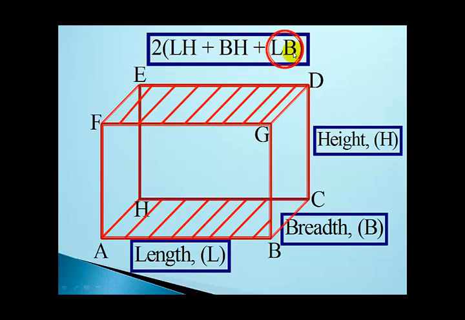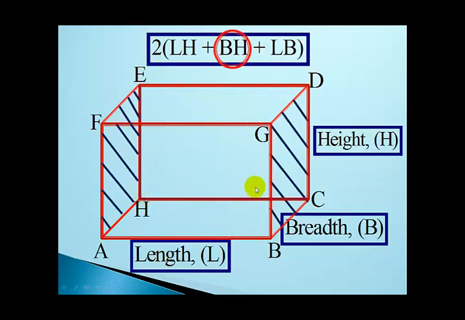Now we will consider where LH and BH are coming from, but for the meantime our concentration is on 2 times LB. That is, when we multiply the area of the base by 2, we will get the area of the two red shaded regions, that is F, G, D, E and A, B, C, H. Now let's proceed.